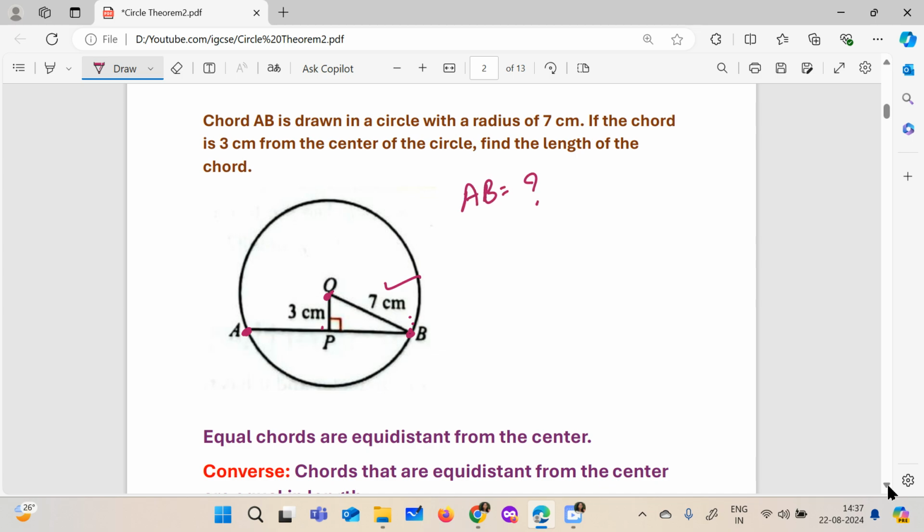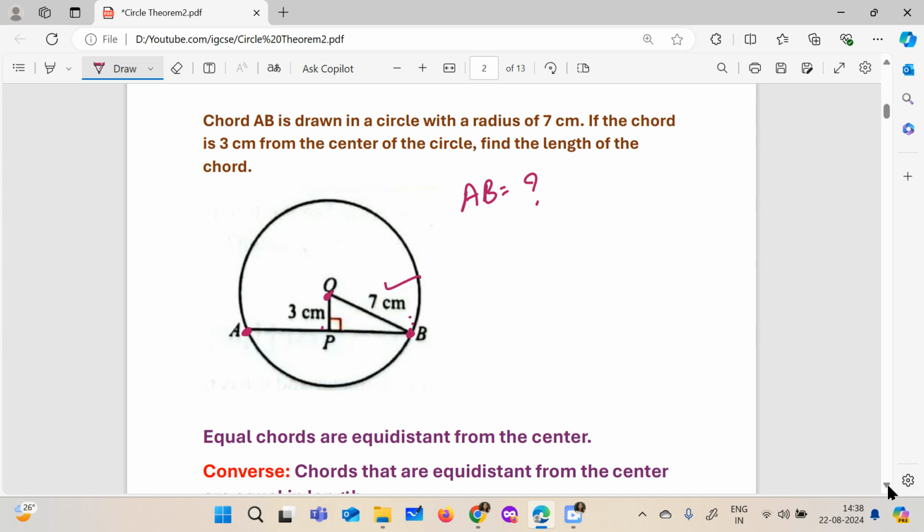So is there any idea how we can find AB? Find the triangle, like 3 squared plus 4 squared is equal to c squared. That theorem, and then you double the answer. No, you will go with the Pythagoras theorem.